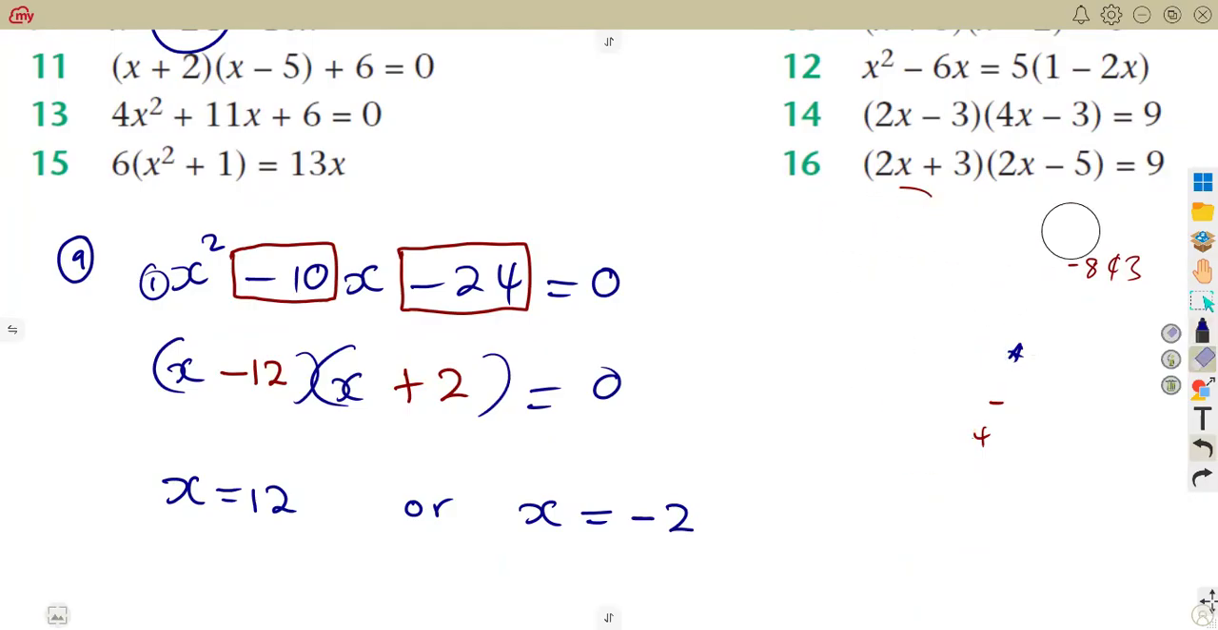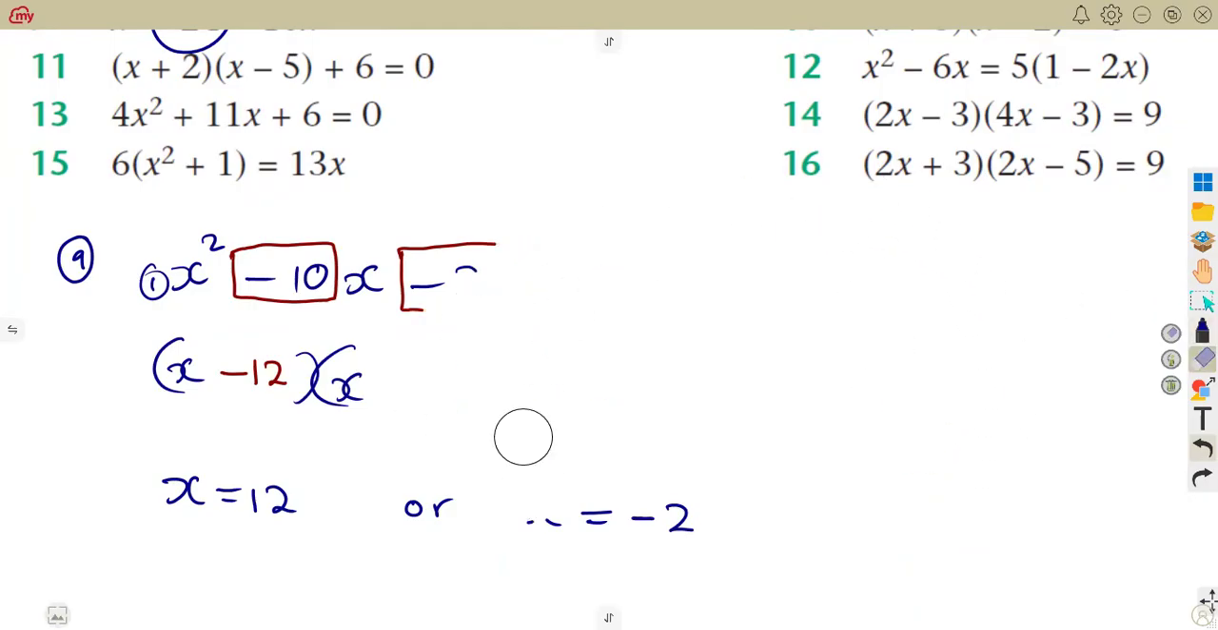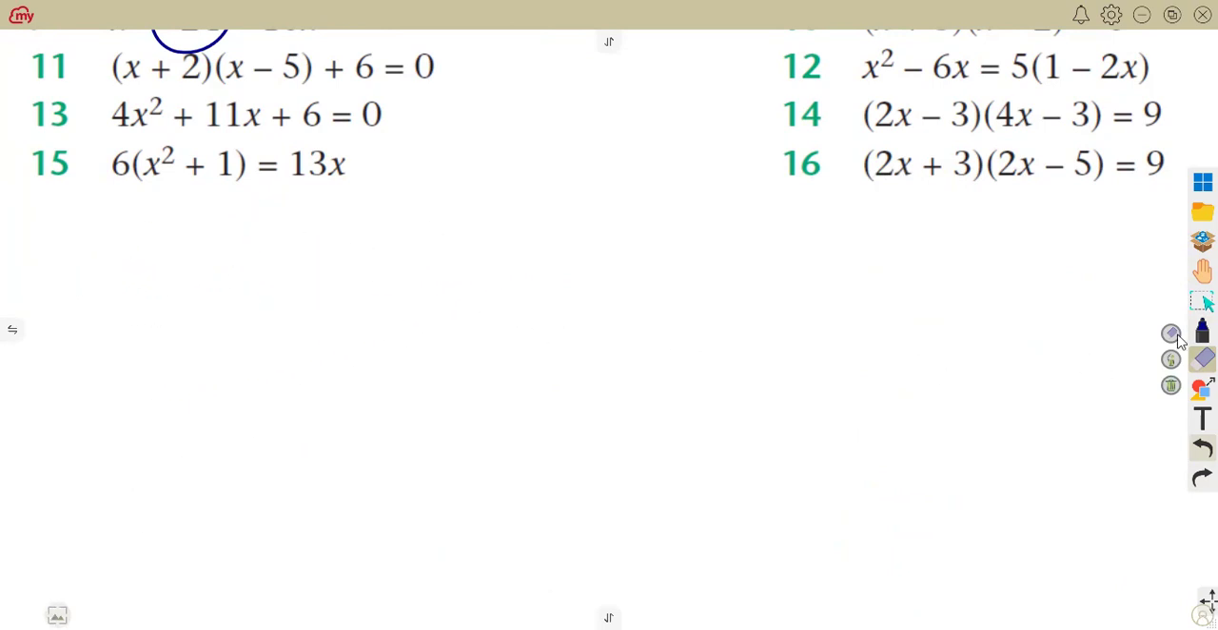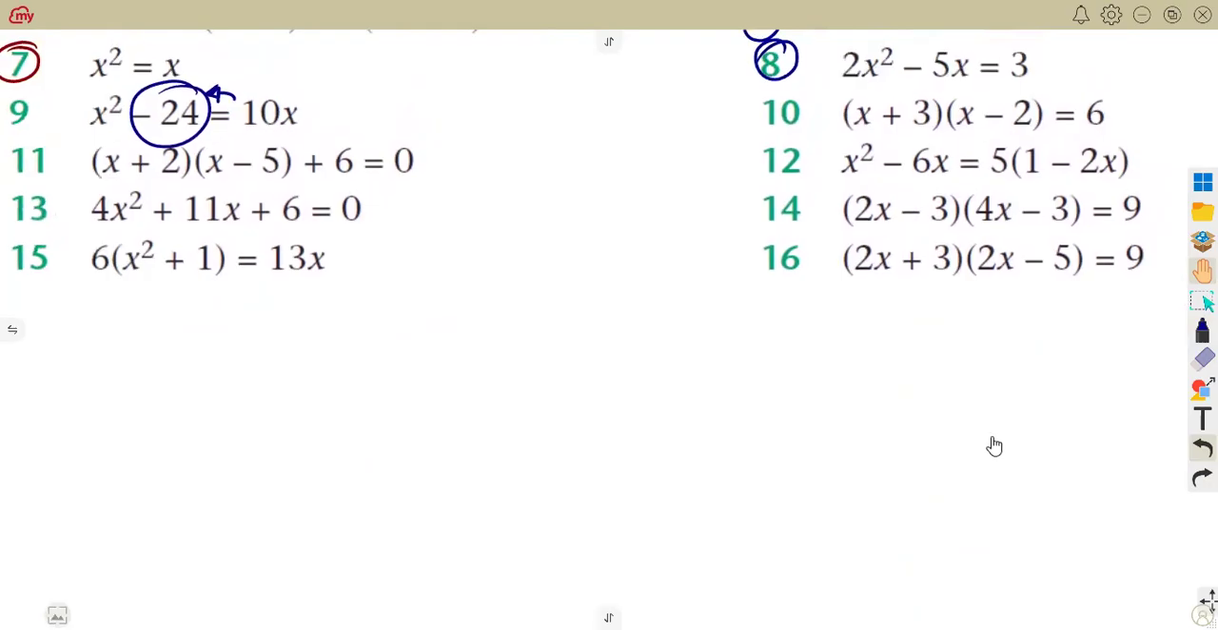So as you can see, when it is like this, it will be a direct question, because already the coefficient of x squared is 1. Exam questions can be like that. They can give you the coefficient of x squared being 1. It is not always where it is going to be a 2 or 3, but they can give you that.